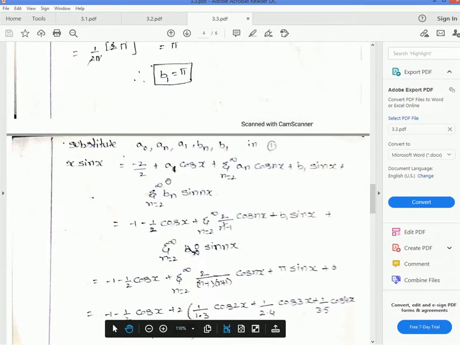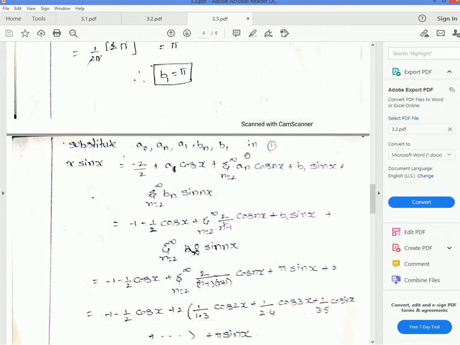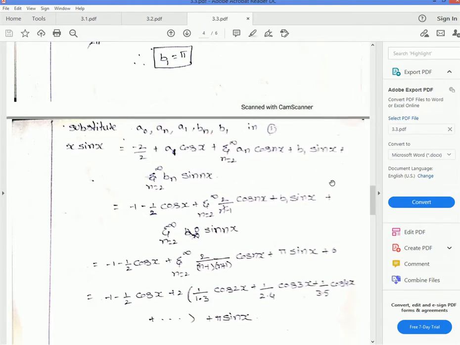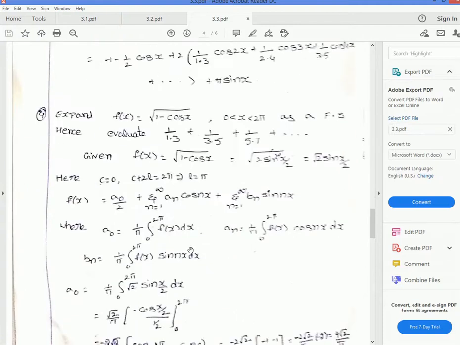Now substitute the a0, a1, a_n, b1, b_n values. Sigma n equal to 1 to infinity, a0 by 2, sigma n equal to 1 to infinity becomes a1 cos x plus b1 sin x, plus sigma n equal to 2 to infinity, you can write sigma n equal to 2 to infinity a_n cos x plus b_n sin x. So now we substitute a0, a_n, b_n values, we get the required Fourier series.